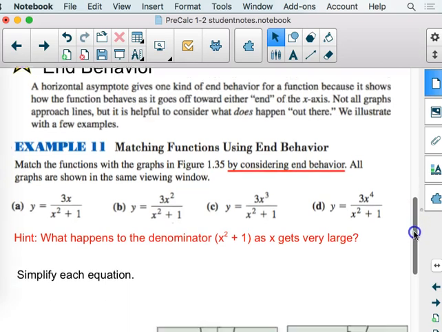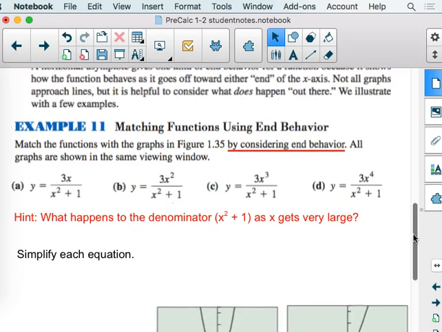So we have 4 equations, and we should be able to match these up to the graphs down below simply by knowing horizontal asymptotes and even versus odd. That's all we should have to do. So I'm going to show you the first one here. Match the functions with the graph in figure 1.35 by considering their end behavior. All graphs are shown in the same viewing window. So the first thing I would look for is vertical asymptotes. And we don't get any. None of them. X squared plus 1 is not factorable. And if I tried to solve it, x squared plus 1 equals 0. Move the 1 over, x squared equals -1. Oh, it's imaginary, I can't do that.